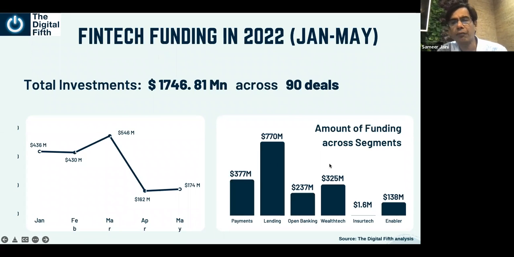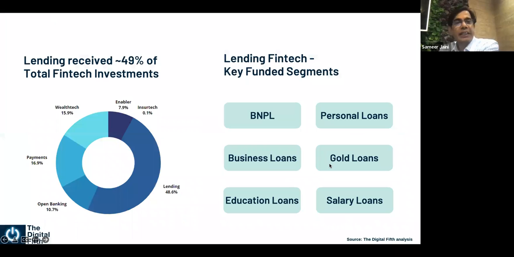With this, we move to what are the segments and what are the areas where the funding has happened. BNPL still is a good area for funding. PL, there's also BNPL for the MSMEs, which is getting funded, and many other places. Gold loans are getting funded, salary loans, education loans. So again, this session today is primarily about the future. If you were to build in these areas, there's still enough opportunity.